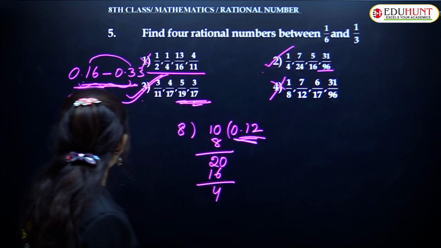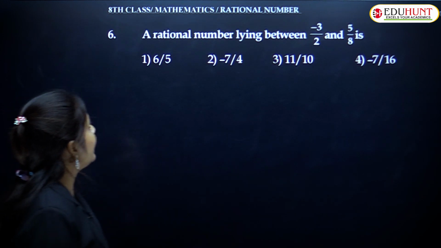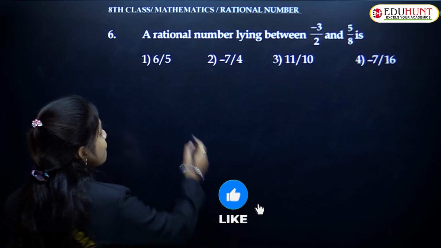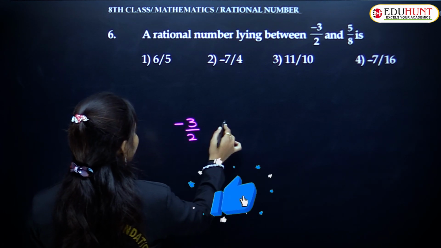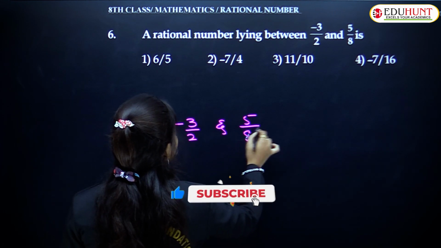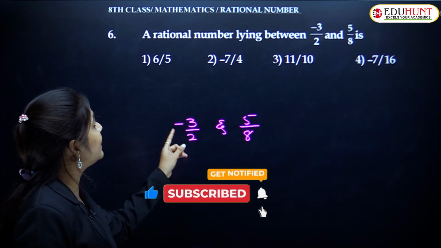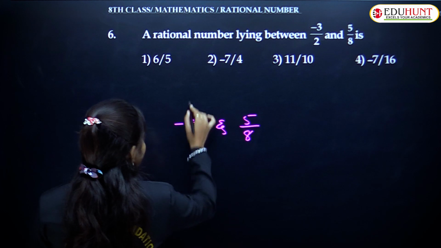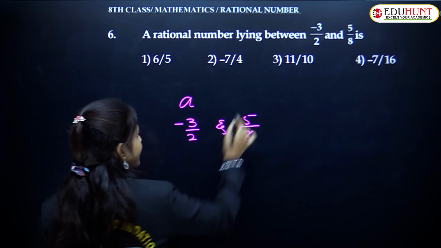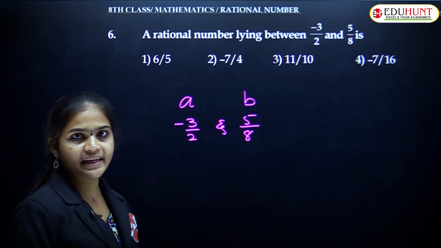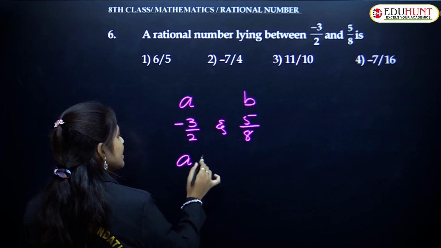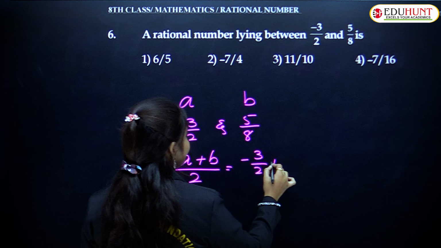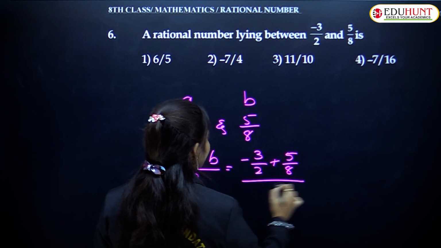Okay, so let us see the next question. Sixth one. A rational number lying between minus 3 by 2 and 5 by 8. So just like the previous one, but here they are asking for lying in between. So let us check the in-between number. So let A is equals to minus 3 by 2 and B is equals to 5 by 8. So in-between number means what is the formula here? A plus B by 2. So minus 3 by 2 plus 5 by 8, whole by 2.